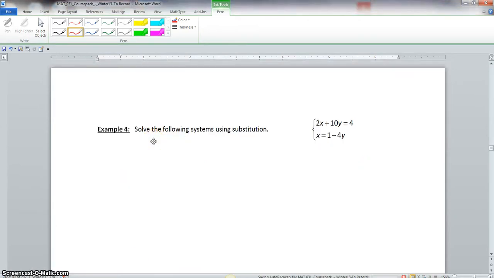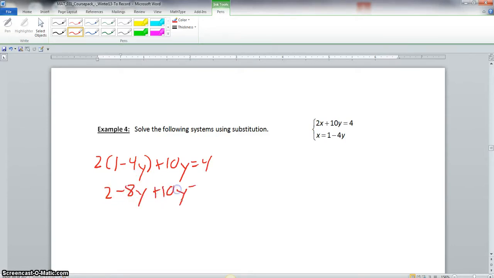On example 4, it says solve the following systems using substitution. You notice here we have x by itself. We have x equals 1 minus 4y, so we substitute that here. So we have 2 times 1 minus 4y plus 10y equals 4. 2 times 1 is 2. 2 times a minus 4y is a minus 8y plus 10y equals 4. Negative 8y plus 10y will give us a positive 2y.